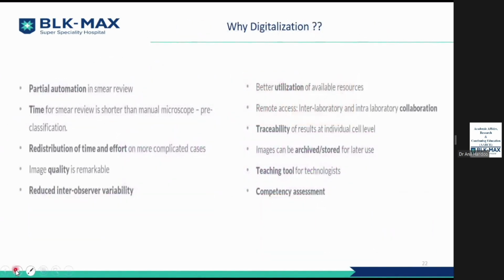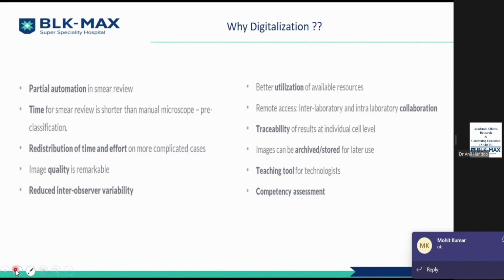So why digitization? You can have partial automation of your smear review. We know that the human being is still involved at some point of time. Again, review time will be shorter. There'll be redistribution of time and effort for the complex cases. You can obviously redistribute your cases to the people within your system.